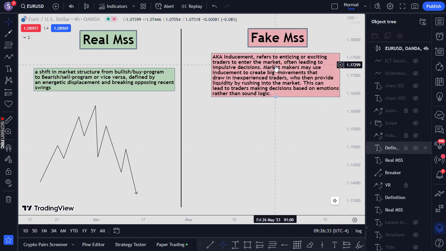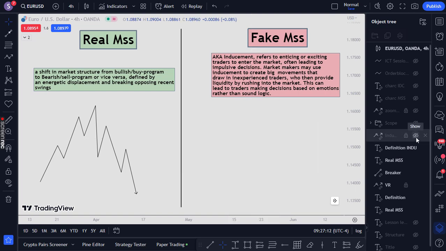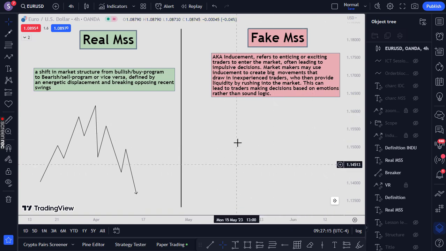Also known as inducement, it refers to enticing or exciting traders to enter the market, often leading to impulsive decisions. Market makers may use inducement to create big movements that draw in inexperienced traders who then provide liquidity, and focus on this one, who then provide liquidity by rushing into the market. This can lead to traders making decisions based on emotions rather than sound logic. I know this sounds mysterious in some ways, but after showing you some examples right here, you will know exactly what this means.